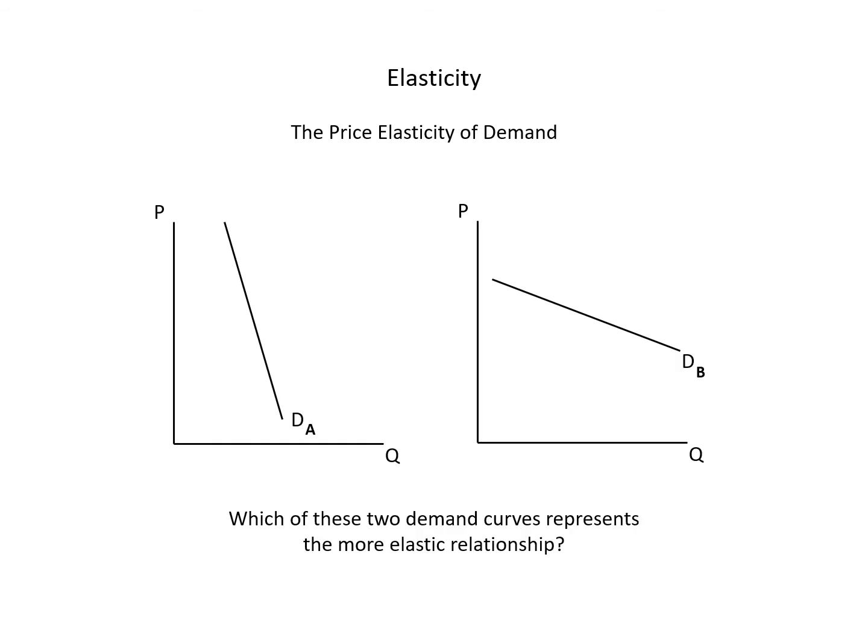Let's start with the price elasticity of demand. Look at these two demand curves for a moment. Which of these do you suppose represents the more elastic relationship? As it turns out, demand curve B is the more elastic of the two.